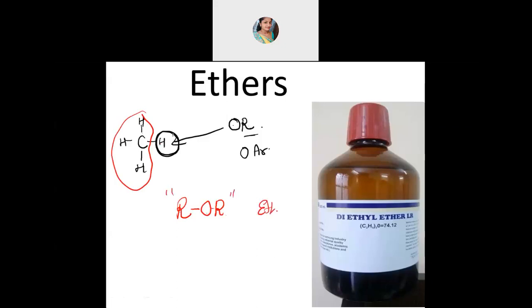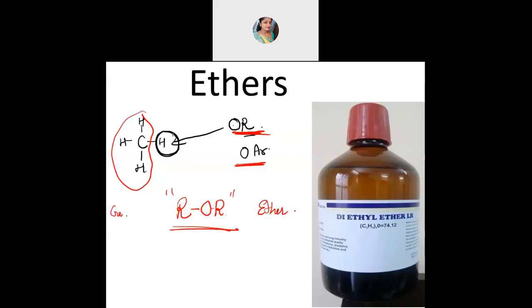So ethers are also derived from alkanes by replacing hydrogen by alkoxy group or by aryloxy group. You can either take OR group or OAr group. So this will be called ethers. Okay, you get a class of organic compound called ethers. Write down: general formula of ether is ROR. I don't think it's mentioned in your book. They have just given the definition.